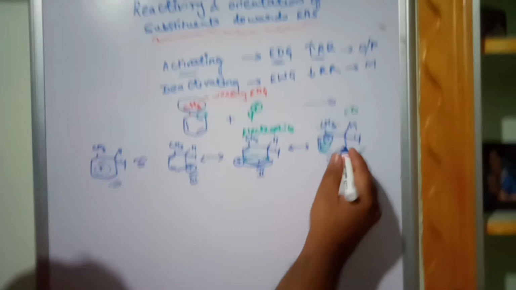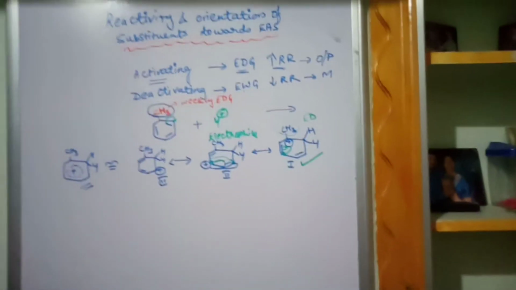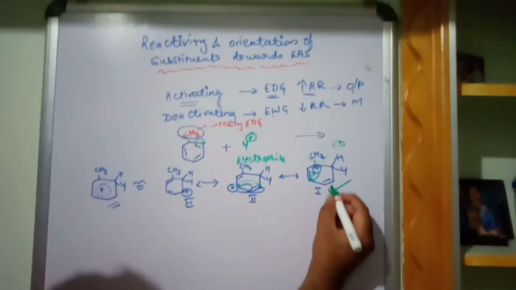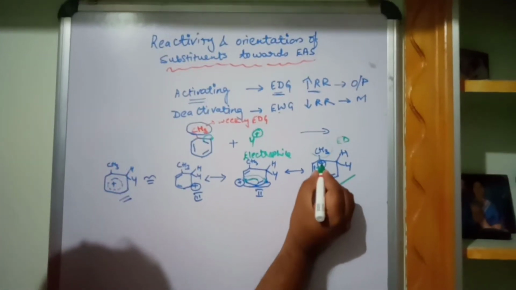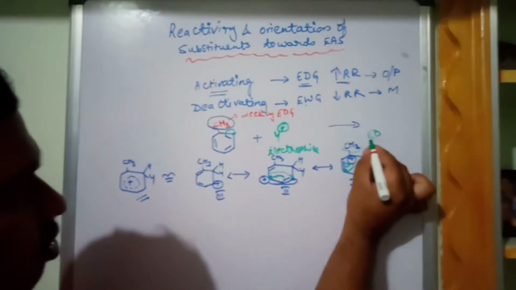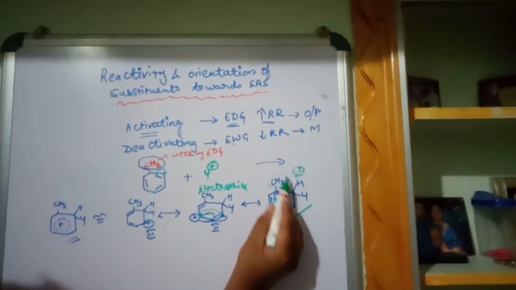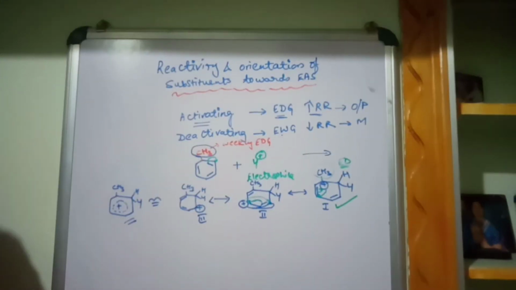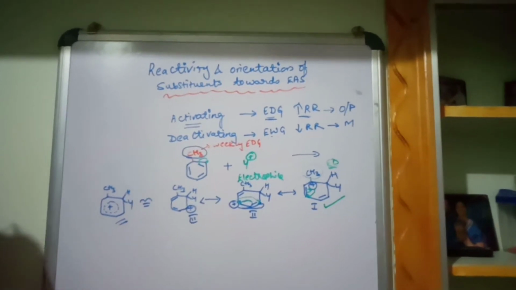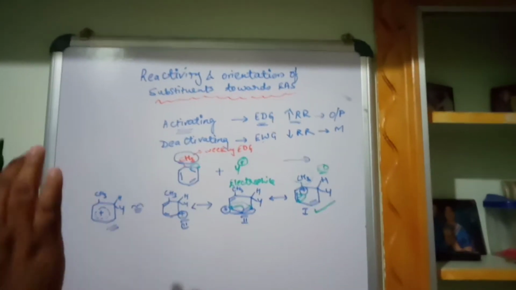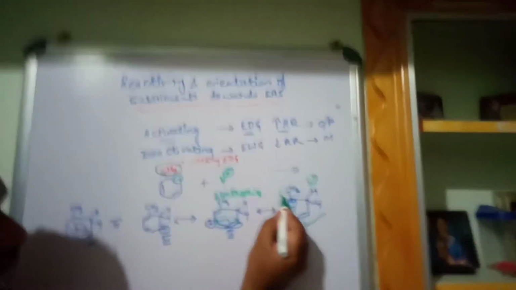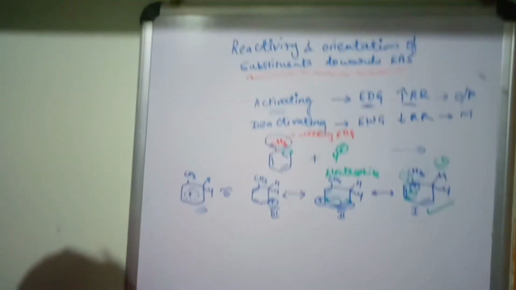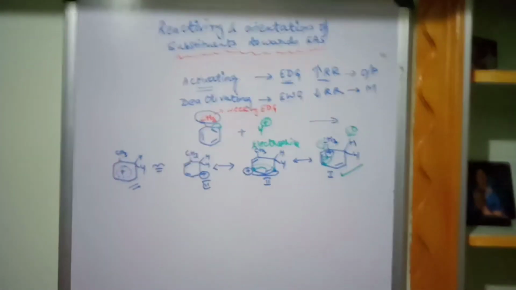Activating groups increase the rate of reaction because of this more resonance stabilized structure, structure 1. Why is it more resonance stabilized? Because the carbon holding the positive charge is the same carbon holding the electron donating group. So when they are holding an electron donating group or activating group, what do they do? The carbon holding the positive charge is electron deficient. Positive charge indicates electron deficiency. Now the group will give the electrons to this carbon. As a result, the positive charge will go away.